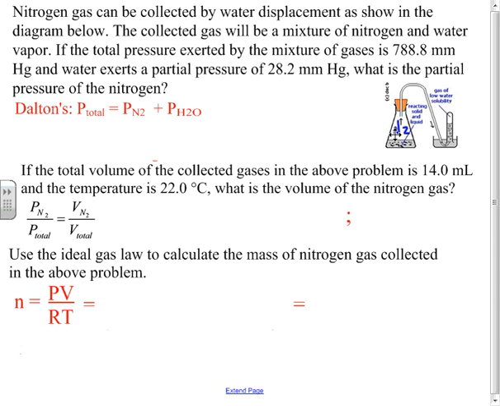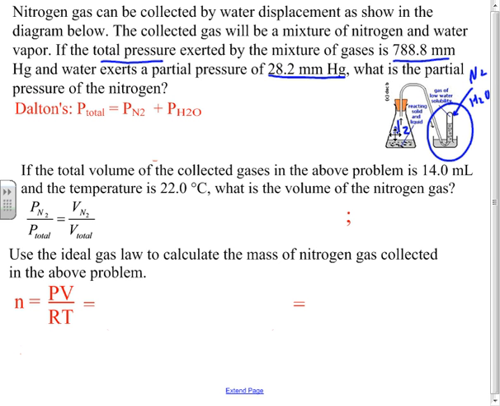It's going to flow through this tube. It's going to bubble up into this space here. And the space here is going to contain both nitrogen gas and water vapor. And we're told that the total pressure of the mixture of gases is 788.8 millimeters of mercury, and water at that particular temperature exerts this kind of a pressure, and we want to figure out the pressure of the nitrogen.